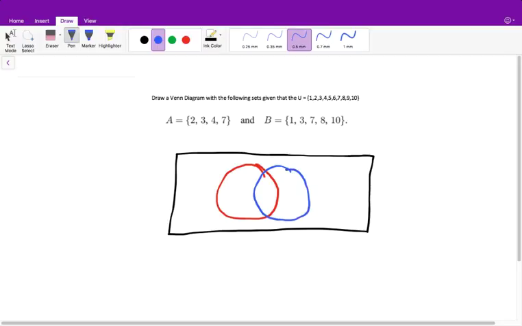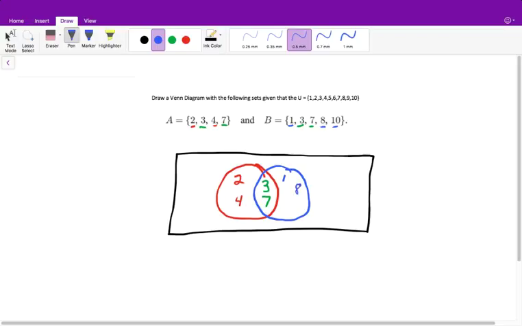All right, so now I'm going to go ahead and fill in all the information. But before I do that, remember, this overlapping part is the intersection. It's the elements or the members that they share. So I just want to see, are there any elements that they share? They both have a 3, and they both have a 7. So I'm going to write 3 and 7 in here because they share both of them. Now I'm going to fill in the rest of the elements for set A. So that will be 2 and 4. And then I'll fill in the rest of the elements for set B. So that'll be 1, 8, and 10.